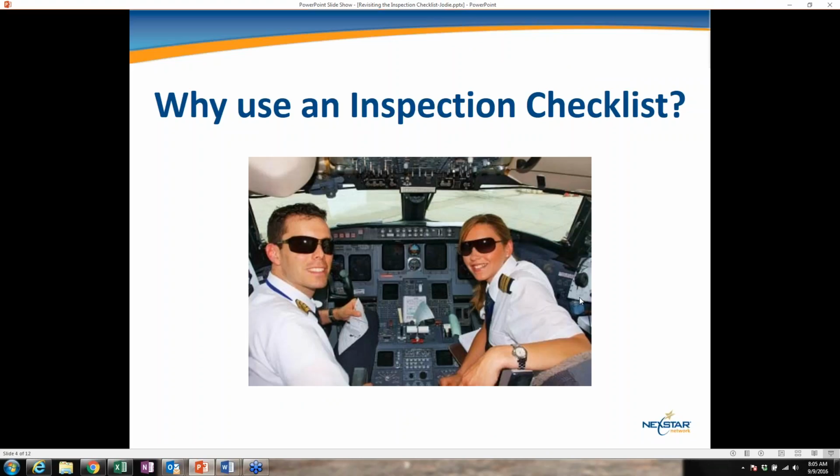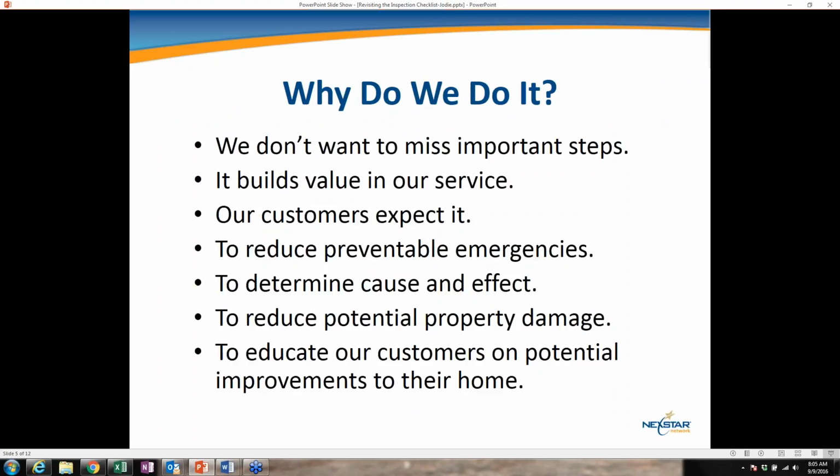So why do we use the inspection checklist? Well, kind of like a pilot, it keeps us on track, and it's the sign of a professional. We don't want to miss the important steps as we're going through the house.